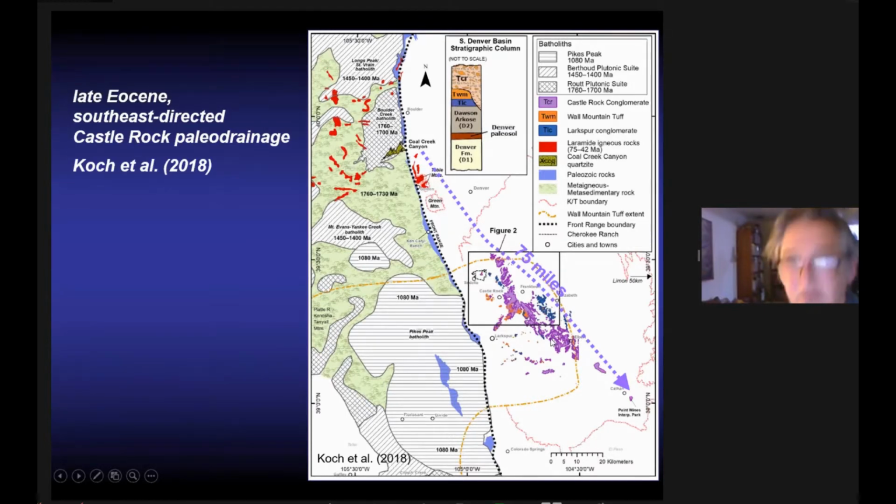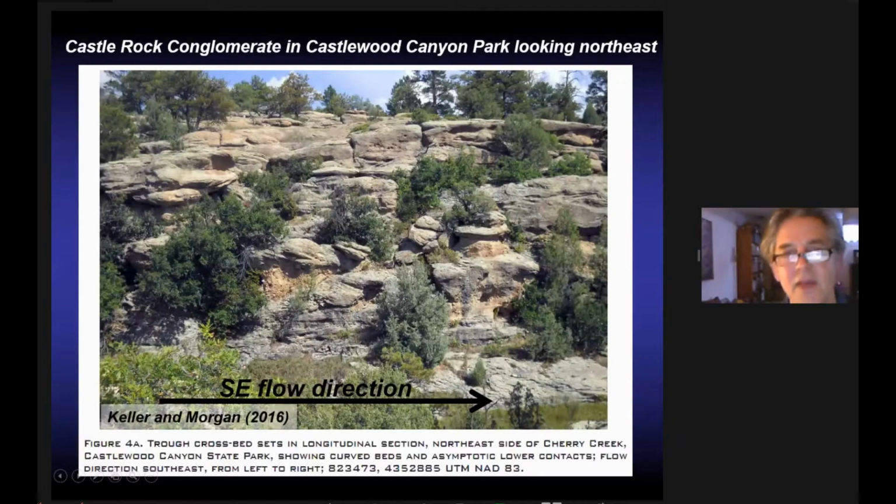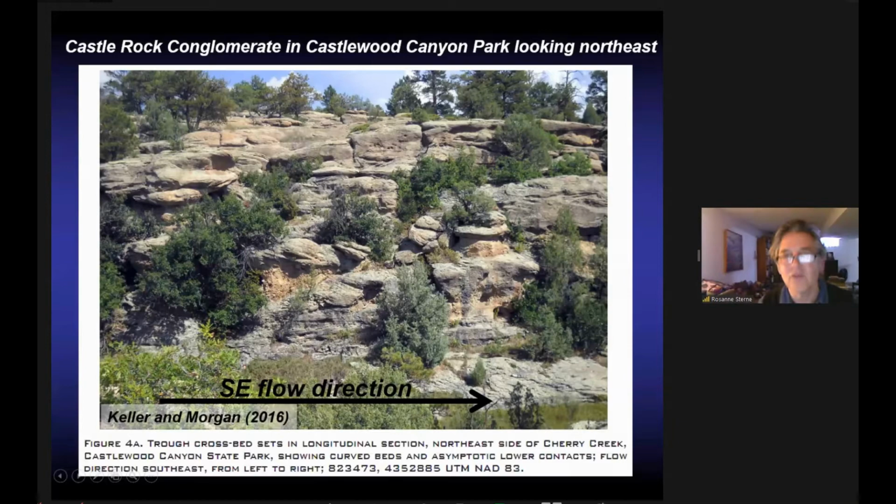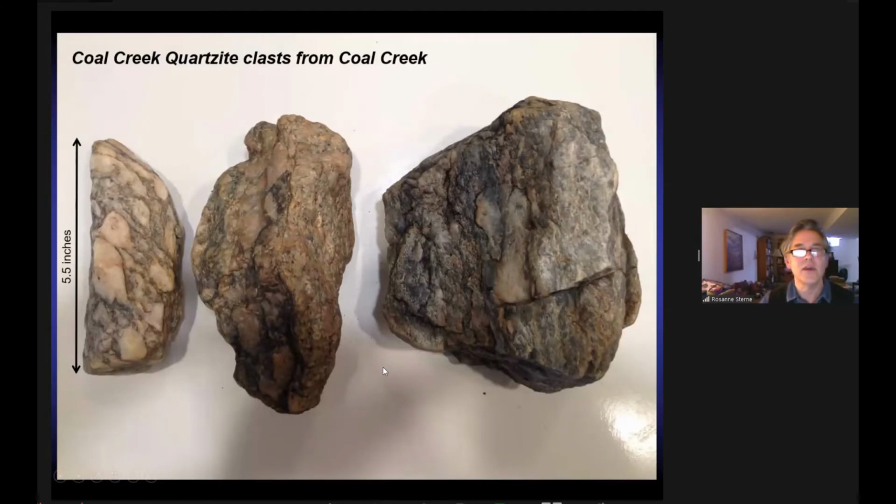along its trend. And Steve Keller and Matt Morgan did a very nice comprehensive look at current directions in the Castle Rock conglomerate. Here's a picture of theirs from Castlewood Canyon, beautiful trough cross-bedding, planar cross-bedding showing southeast flow. And this is down at Castlewood Canyon, and I'm sure a lot of you have been to that. And here's just some clasts of the Coal Creek quartzite I picked up at Coal Creek, so at the source, and we get this stretched pebble metamorphosed conglomerate.